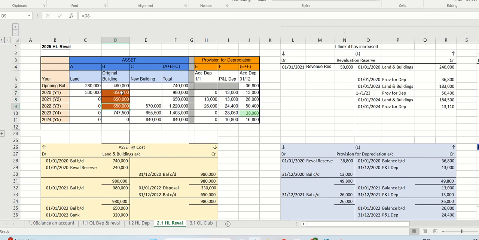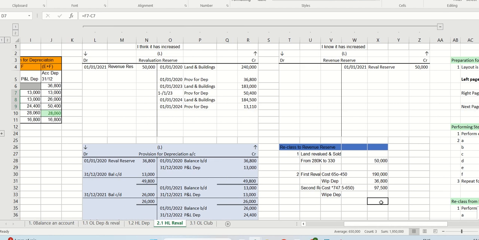We can clearly see there it was 3 years at 650,000. That is where I'm getting that number from. So it's going to be 650,000 multiplied by the 2% multiplied by 3 years. And that's where we're getting the number from. Okay, so I'll just write that in here.